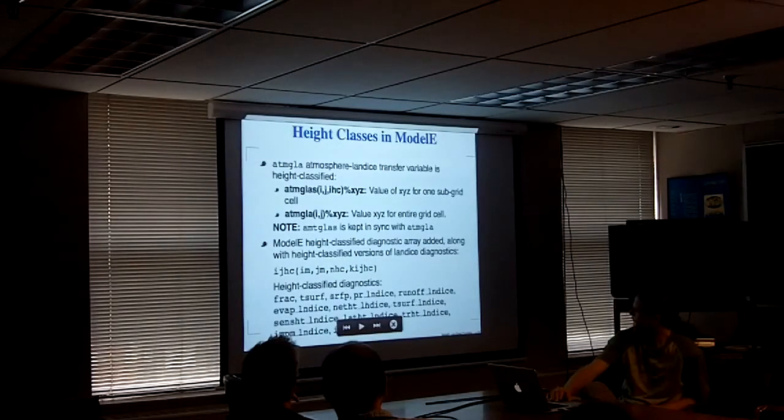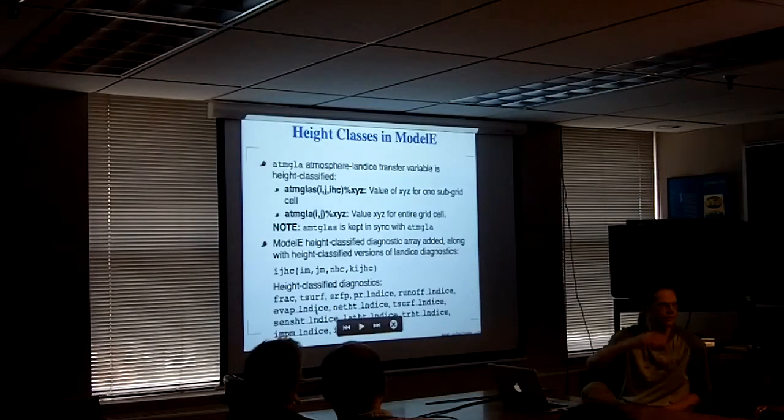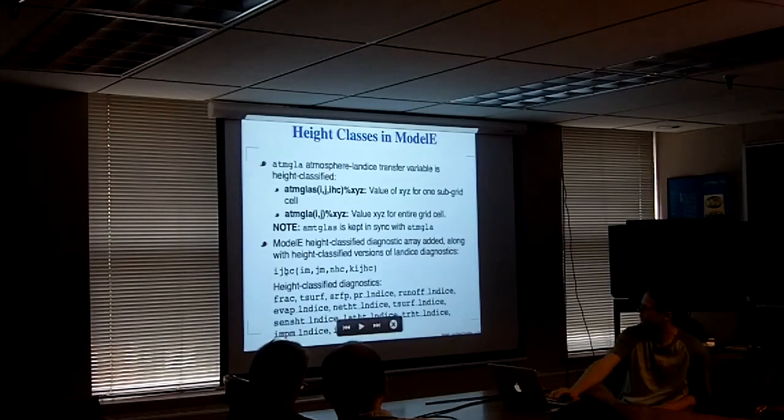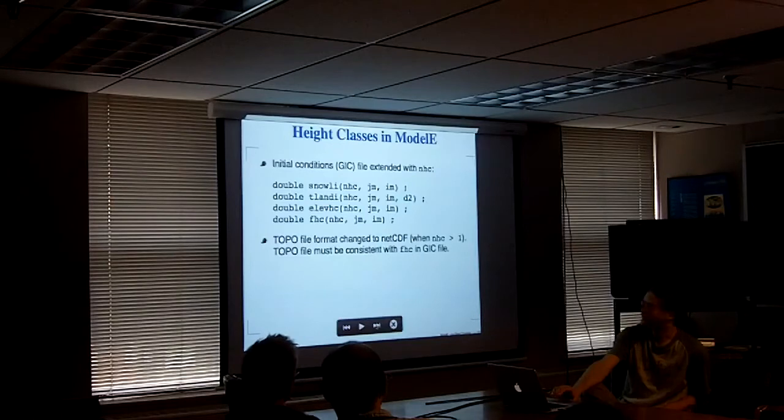Created height classified versions of all of these AIJ diagnostics. So, there's still an AIJ as always, but now you can get per height class readouts on them in the IJHC variable. Okay? I see people are falling asleep.